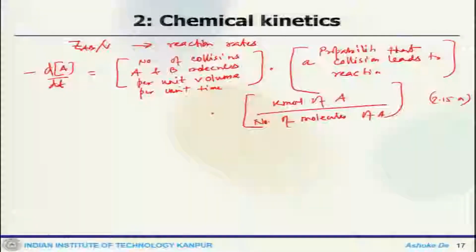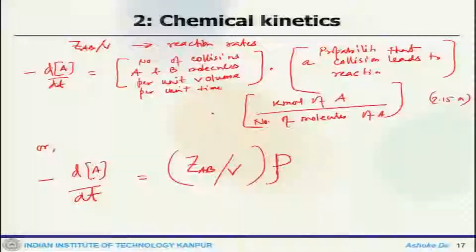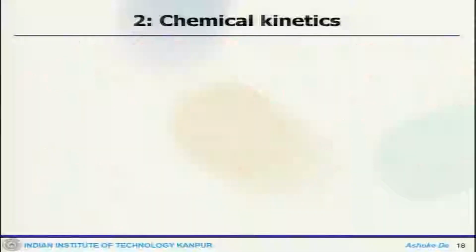So, one can simplify this like: minus dA by dt is ZAB by V times the probability times NAB inverse. So, that is the probability you can get.